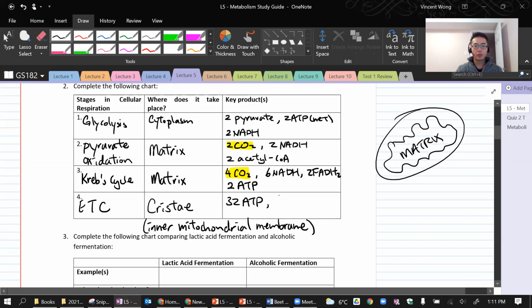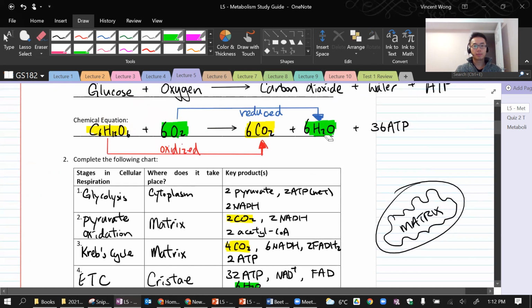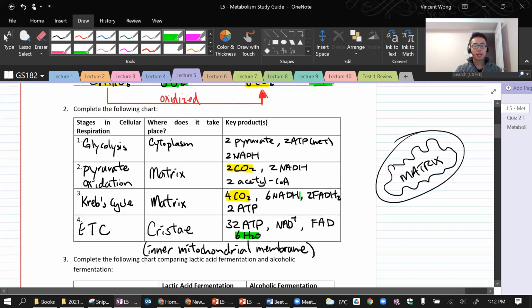We will be regenerating the NAD plus, because after the NADH deposit the electrons, they're going to turn back to NAD plus, right? And then they can go back to the first 3 steps and get more electrons. And then we're going to have the FAD. We're not going to specify how many. We're just going to know that they will be regenerated. And we will also generate 6H2O. So that would be the 6H2O from here. Okay. So that is that.